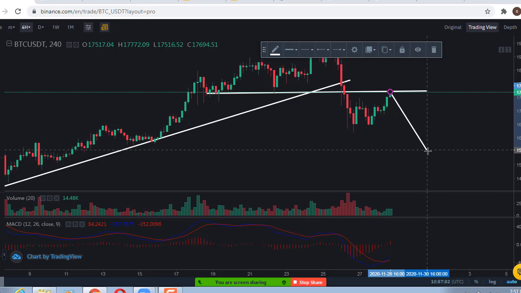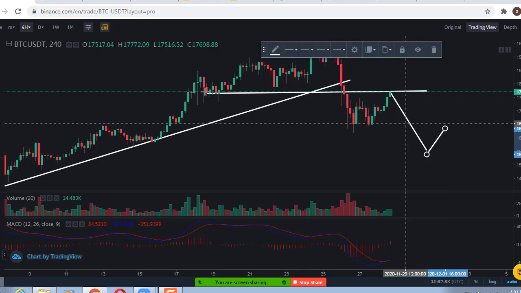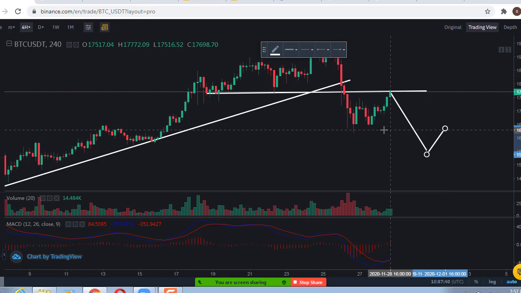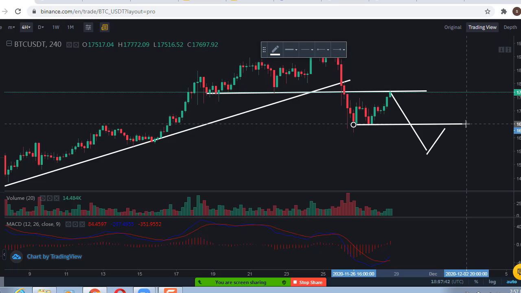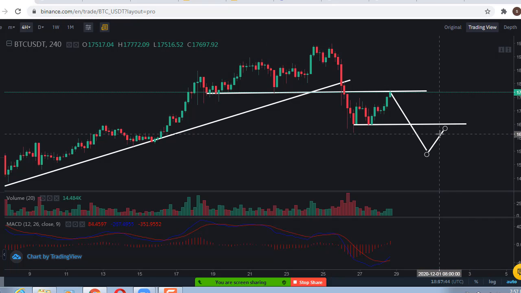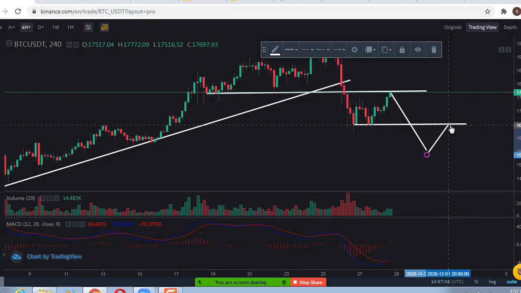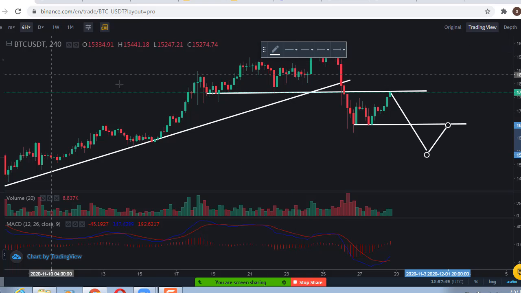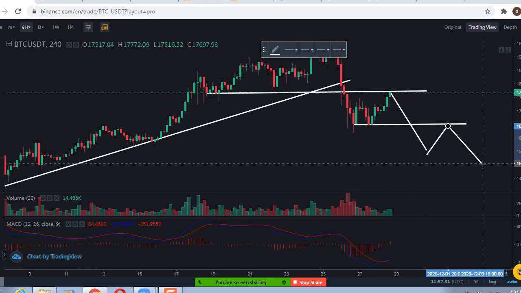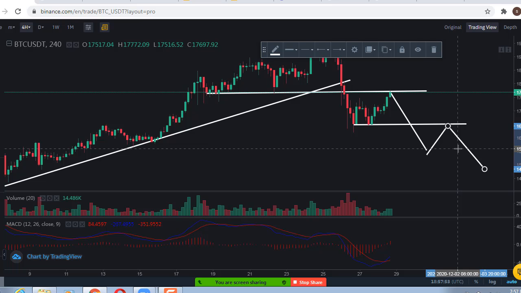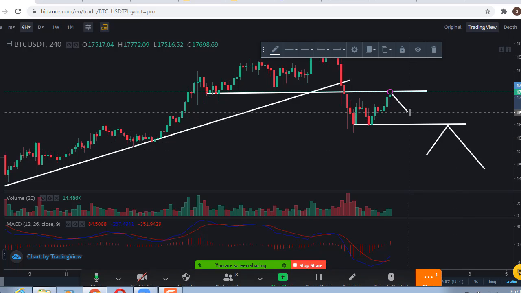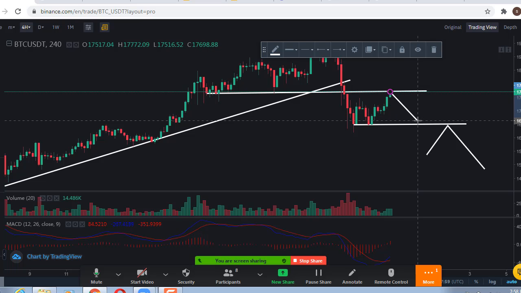If it moves to this point, then what you should expect is a retest of this level. A retest of this level, then the next move should come back down. Very simple. Now, if you have a fair swing, in this case it is not a fair swing. It forms a lower low.